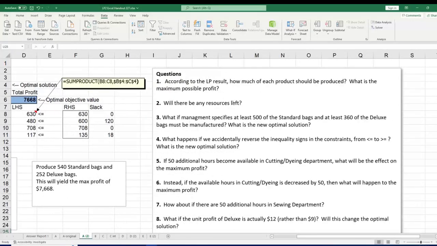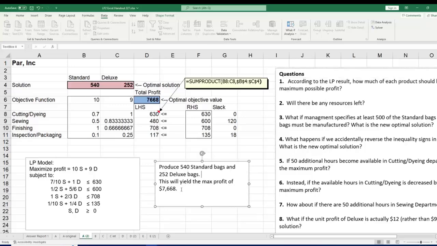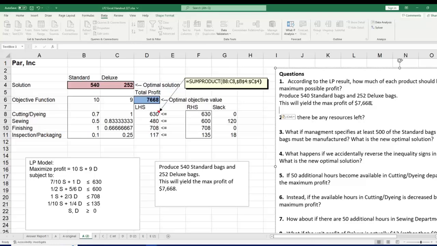According to the LP linear program result, how much of each product should be produced, and what is the maximum possible profit? This is the first thing you should say after you solve a linear programming model. What is the result? What should we do? What is the recommendation? And what do we get from it? If we do this, what is our profit, or what is our total cost? So we'll just copy this over. This is our answer, so I'm going to make it bold. Here's a recommendation.